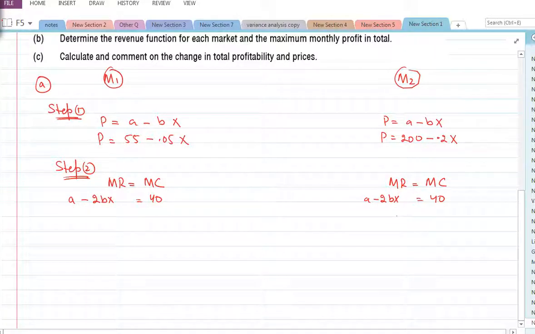Right? So marginal revenue will be equal to A minus 2BX. Now A, which is 55 given to us, minus 2 multiplied by B, which is 0.05, multiplied by X is equal to 40. And A minus 2 multiplied by B, which is 0.2, multiplied by X is equal to 40.